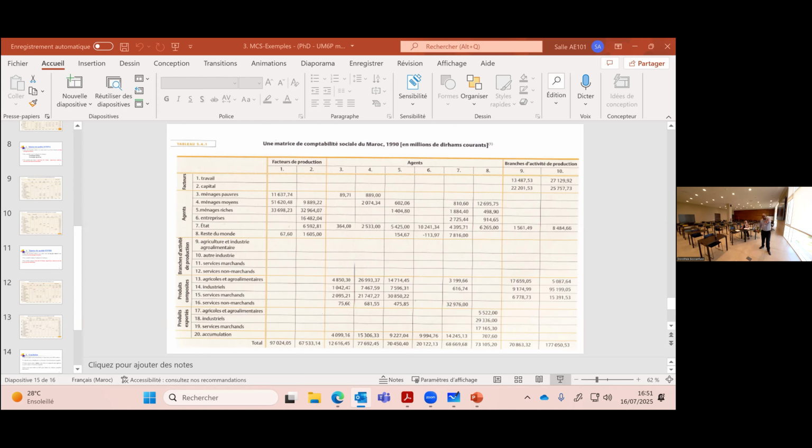Inside the matrix, on all cells, we have the flow between all what I said before: between the production factor, agent, production activities, product, and others.